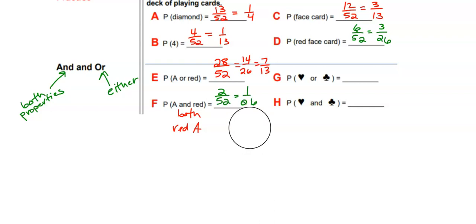Ooh, that was kind of bad. 26. I'll try that again. Okay. How about a heart or a club?